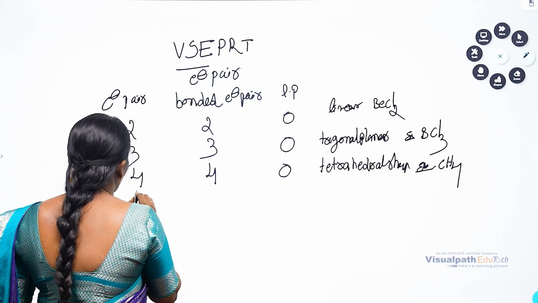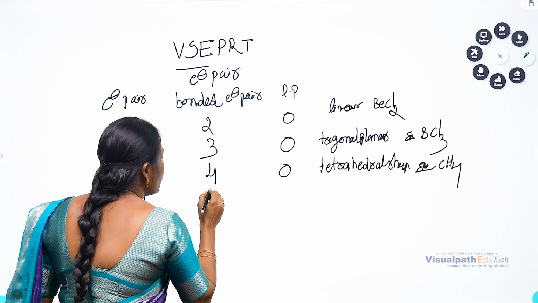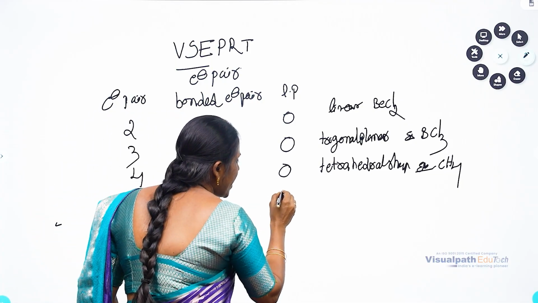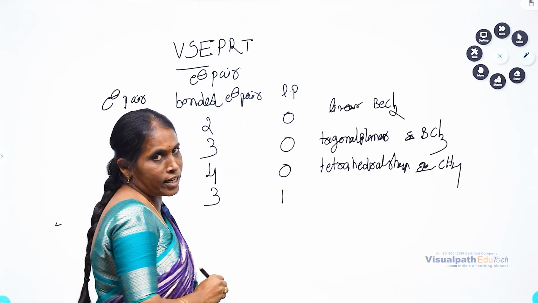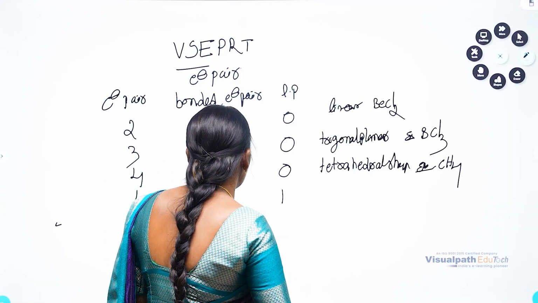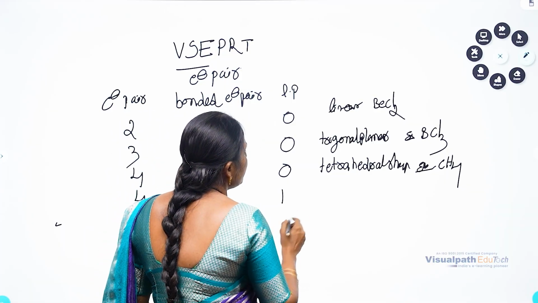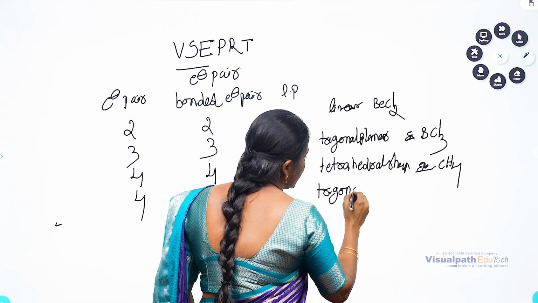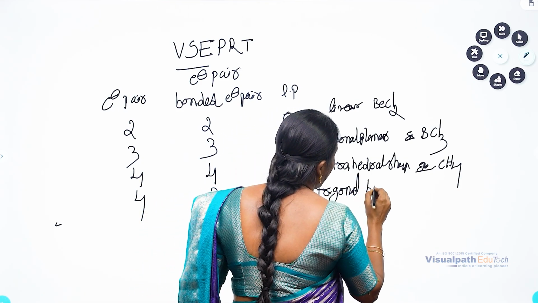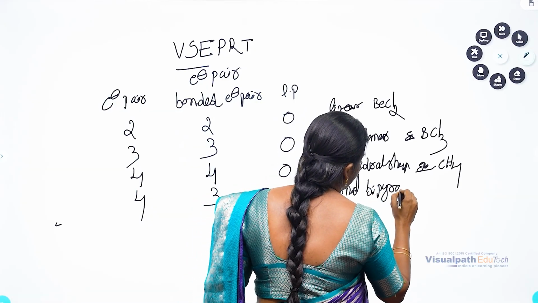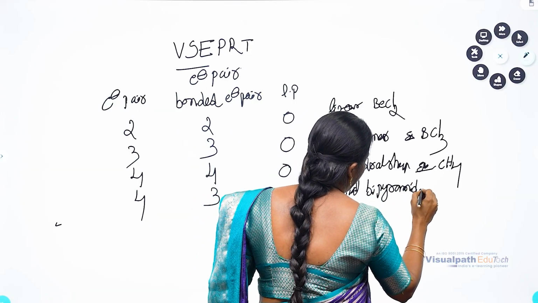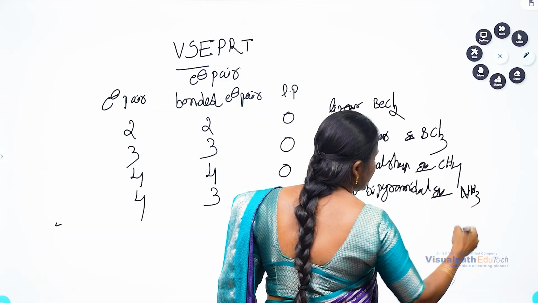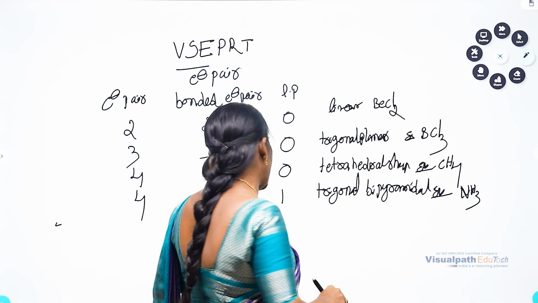And here the electron pairs are 4, in which 3 are the bonded electron pairs, and 1 is the lone pair of electrons. So at that time here the shape is trigonal bipyramidal. Here the example is NH3. This NH3 is with 1 lone pair of electrons.